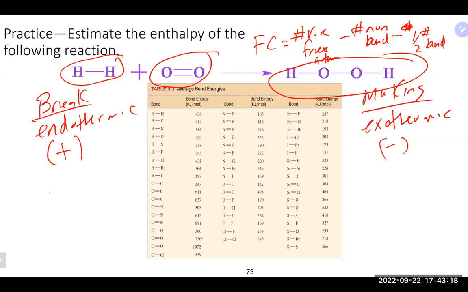To figure out the delta H of the reaction based off of that, you just add those together. You add all the energy to break plus all the energy to make, and it'll give you an overall delta H value, which, if it is a positive number, would say overall it's an endothermic process based on bond energy. And if you got a negative value, it would be an exothermic one.